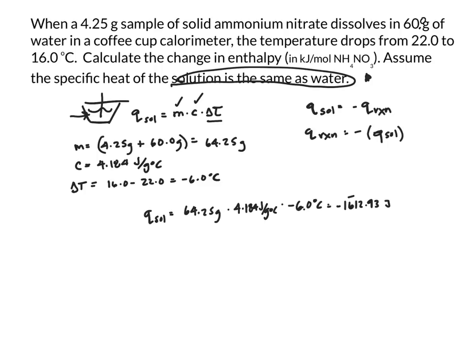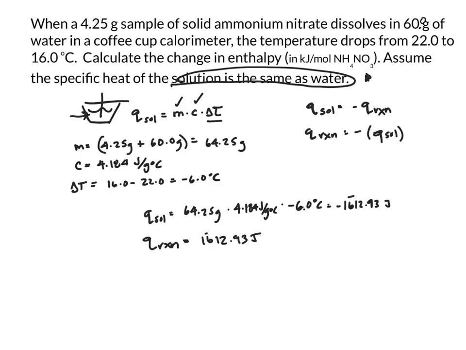So Q of reaction in this case is going to be 16,000 joules. As we see here, notice it has a positive sign now, a simple flip. So now we've established the heat released or given off during the reaction process, or during the dissolving process.